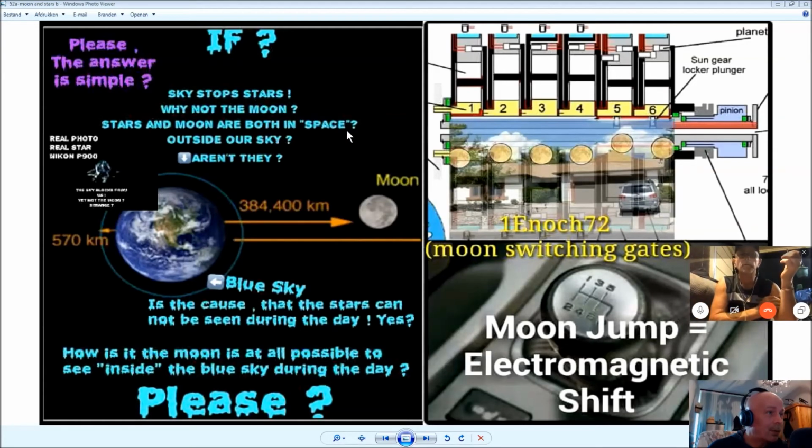Stars and moon are both in space, outside our sky, aren't they? And blue sky is the cause that the stars cannot be seen during the day, yes? How is it that the moon is at all possible to see inside the blue sky during the day? That speaks for itself, I think. They're telling us that the moon is 384,000 kilometres outside the blue sky, and yet we can see it inside the blue sky. Yet when the blue sky is there, we can't see the stars.